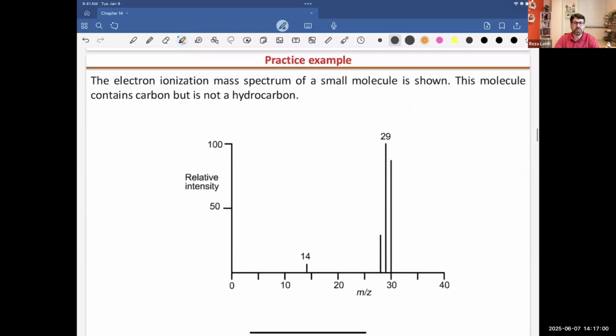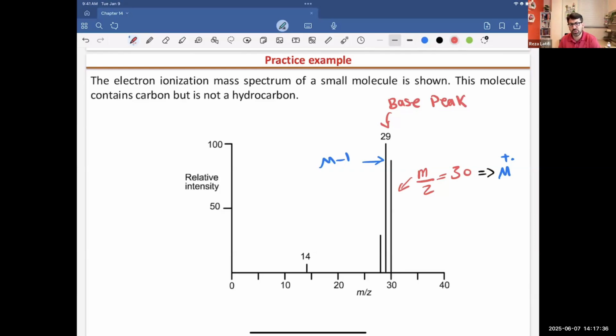Let's practice some examples. In this case, the last peak is at m over z equal to 30. So I'm going to call this one the molecular ion peak. And the one before it, which is M minus 1, I'm going to call the base peak. The base peak is missing 1 unit, and it has a mass of 29, or m over z of 29. Now, how do you want to characterize this compound? It's clearly a small molecule, because the mass is around 30.